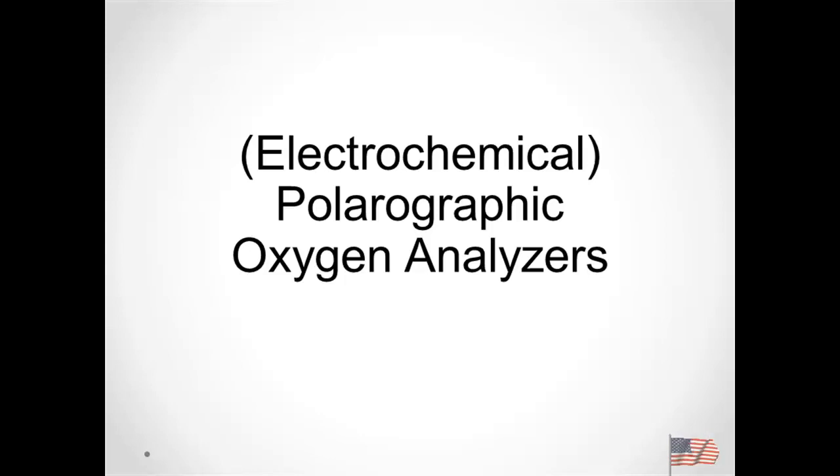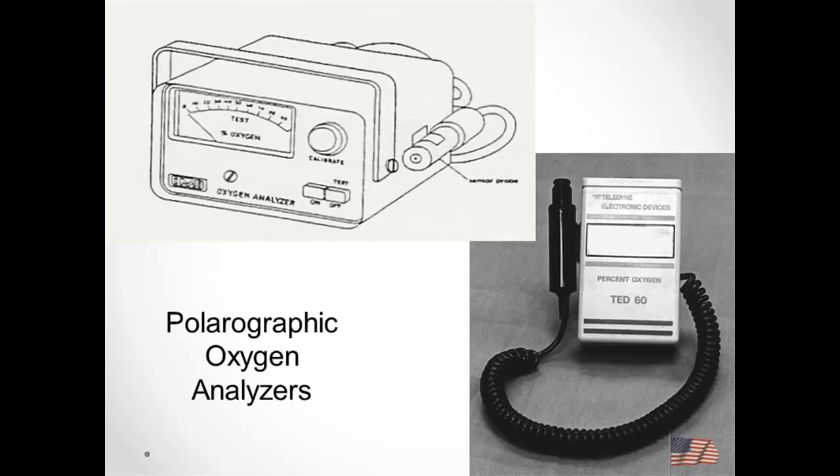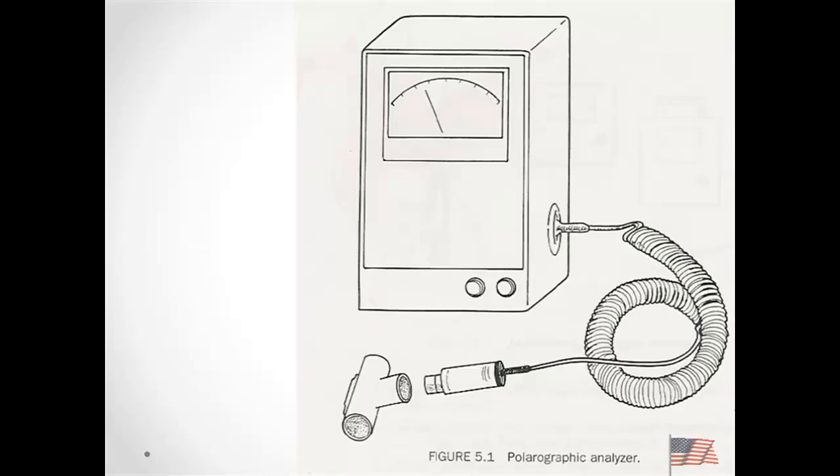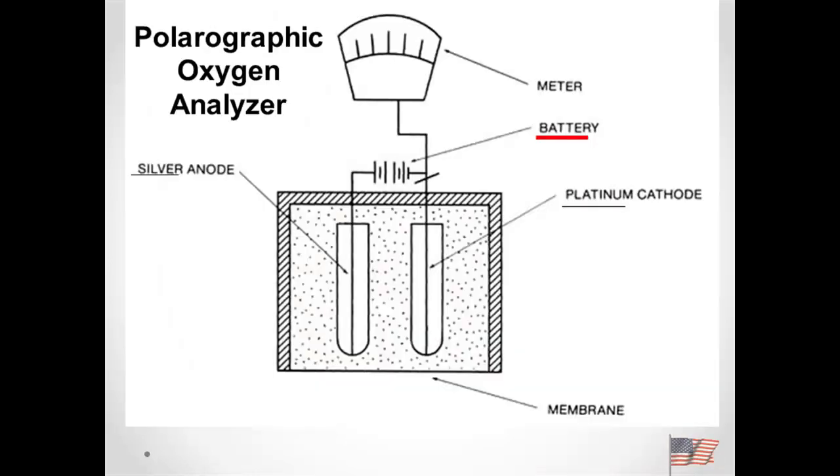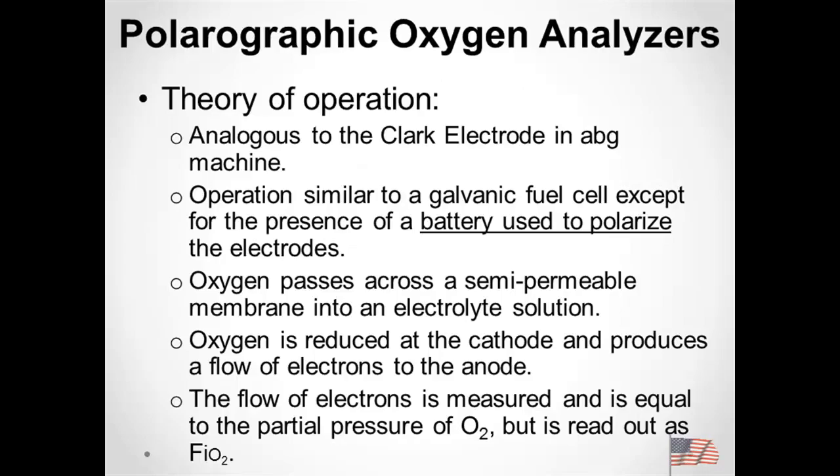Okay, the second type, the polarographic oxygen analyzer, is a little bit different. It kind of looks the same, has the same kind of a sensor that is attached to place into the environment, again using a T-piece if we're having it in line. And this one again has that silver anode and the platinum cathode, same idea, but the difference is there's a battery. So this is analogous to the Clark electrode that we talked about. It operates similar to a galvanic fuel cell, except that there is a battery used to polarize the electrodes, so there's some electrical current initially put into the system.